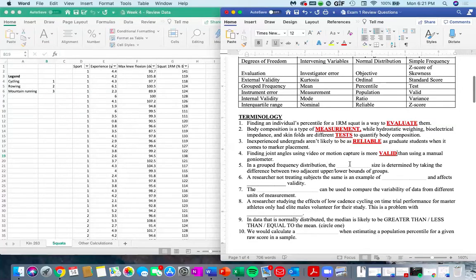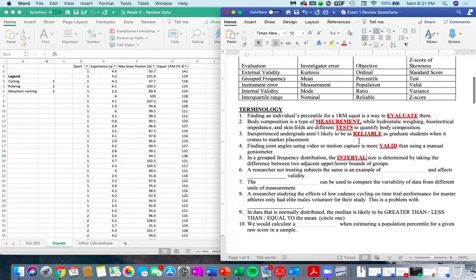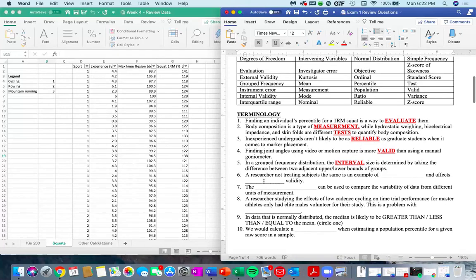In a group frequency distribution, the blank size is determined by taking the difference between 2 adjacent upper or lower bounds of groups. What do you guys think that is? Is it interval? Yep, interval. Okay. So that's like this little i, right, in our group frequency distribution. It's a constant based on the groupings that we're working with.